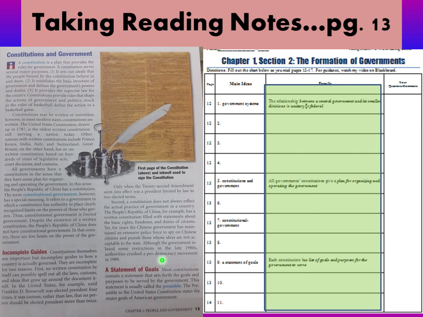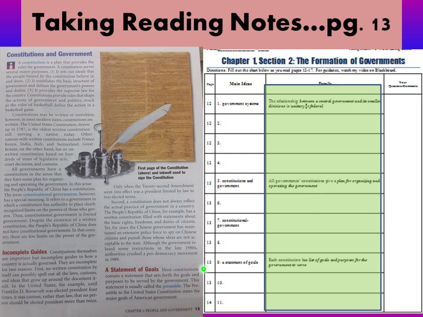And I put your answer already. Each constitution has a list of goals and purposes for the government to serve. So since I've got that, I'm going to skip it, and we're going to look down here for preamble. So let's go ahead and read.